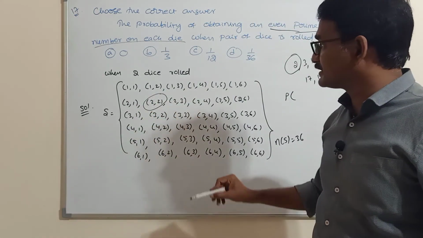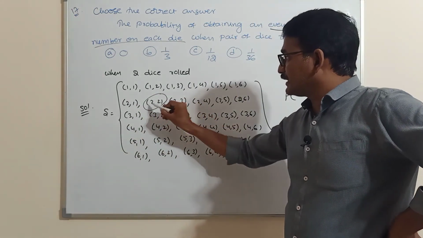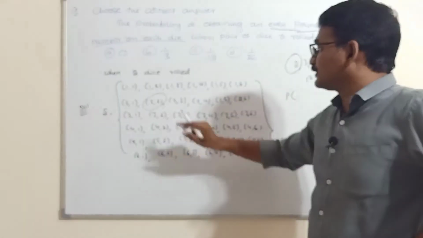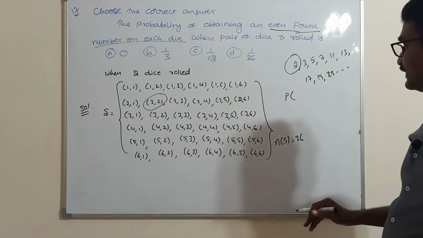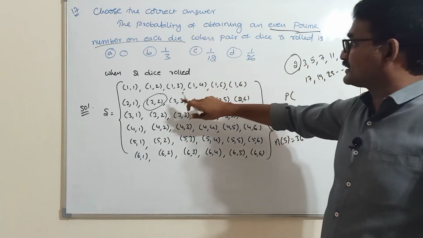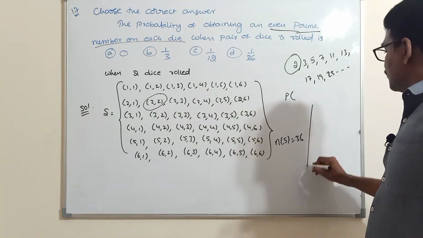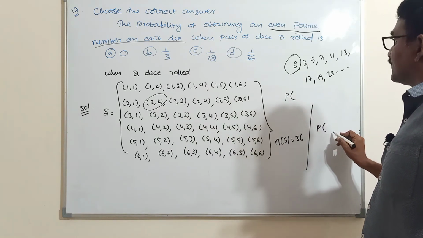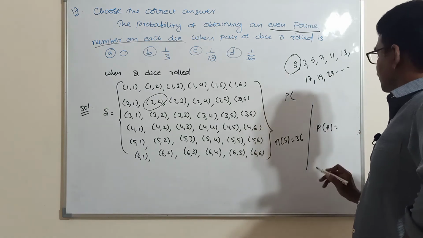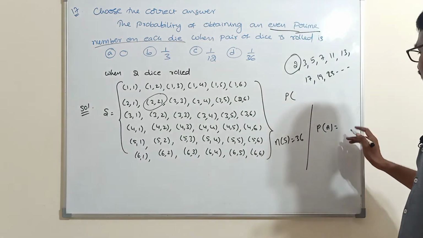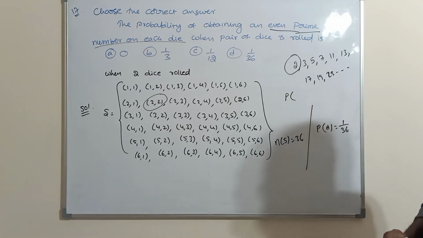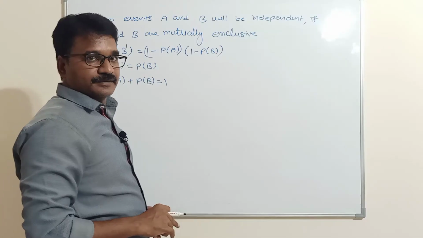Out of 36, an even prime number on both dice, on each die, means 2, 2 is the only sample point, correct? So out of 36, how many sample points are there? Only 1. Therefore, what is the probability for this problem? The probability of both dice showing an even prime number is 1 out of 36. 1 by 36 is the answer for this problem.